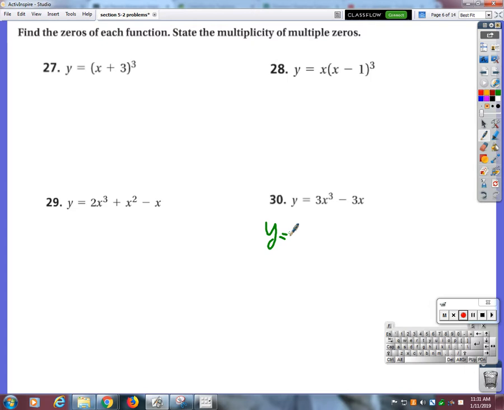So what can I factor out of 3x cubed minus 3x? Good. I'm going to factor out a 3x. What does that leave me? No, because I factored the 3 out. So it's just x squared minus 1. Okay? Then, what does x squared minus 1 factor into?